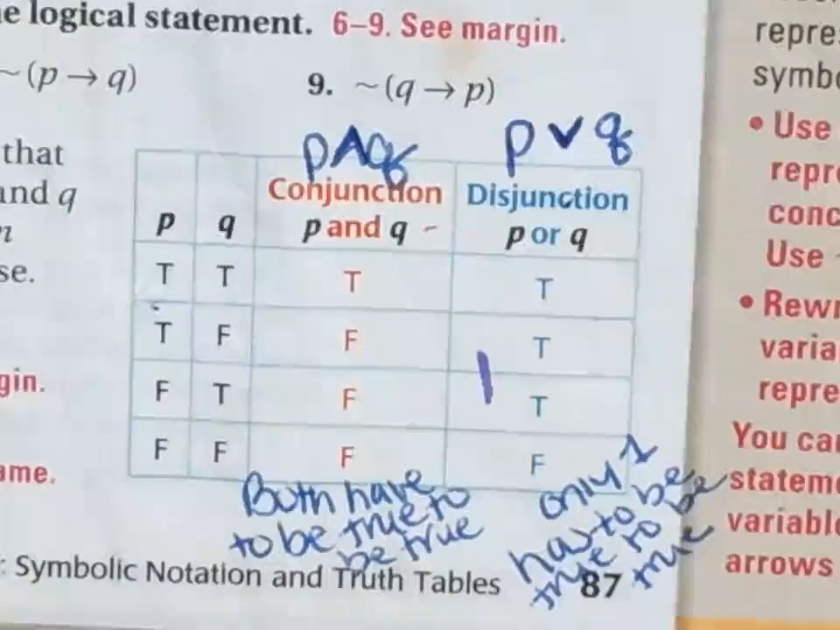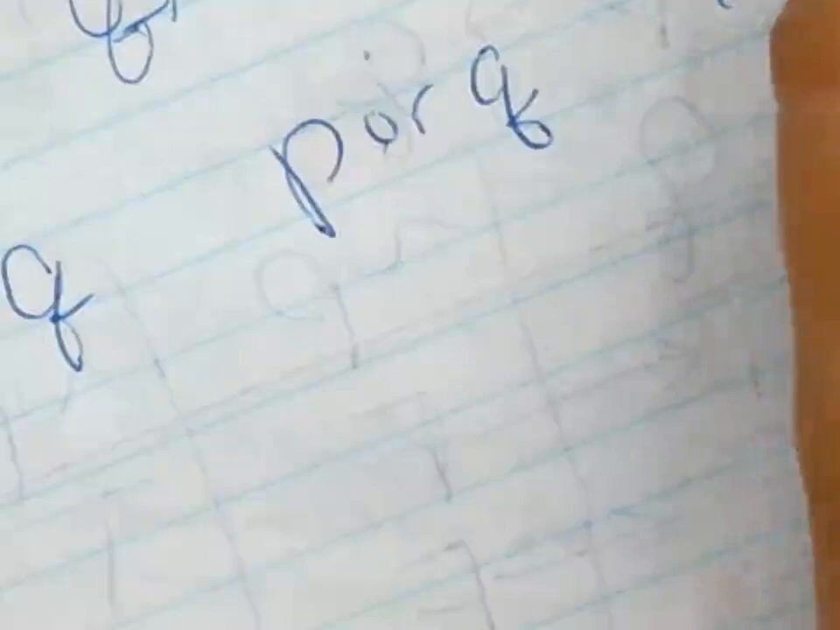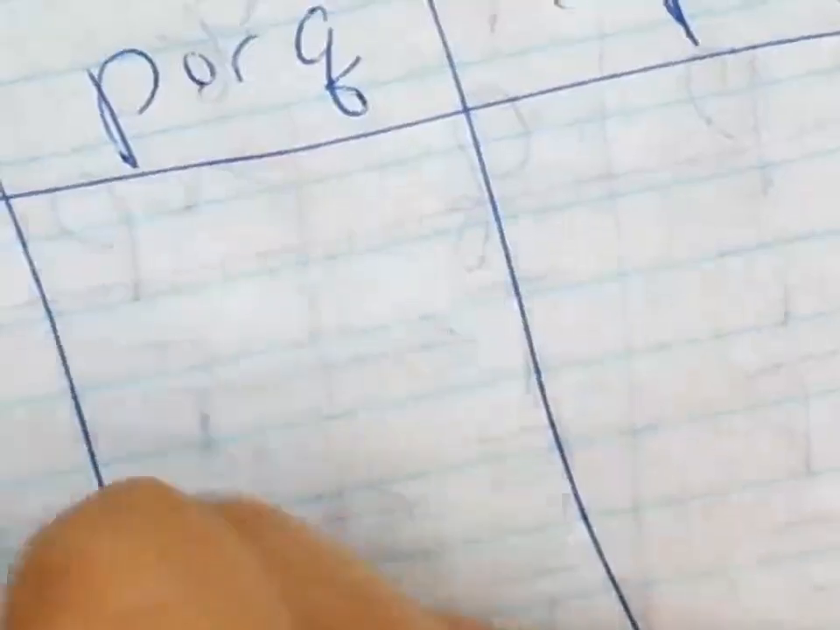So let's do one of these. I'm going to make a truth table for not (P or Q). So I have my P's, I have my Q's, I have my P or Q, and I have my not (P or Q). And or is my V, right? All right, so P's: true, true, false, false. Q's: true, false, true, false. P or Q: only one has to be true.